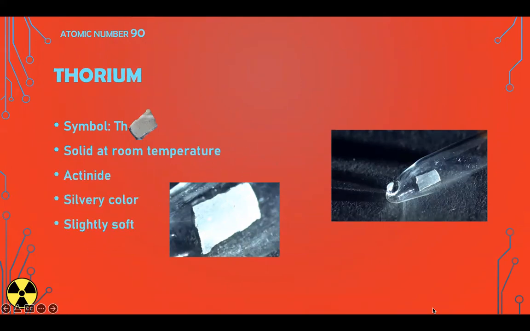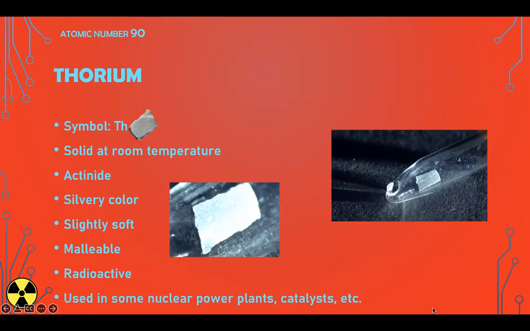Thorium. Thorium's symbol is Th. It's named after the Greek god Thor, not the superhero. Thorium is a solid at room temperature and it's an actinide. Thorium has a silvery color. It is slightly soft like most of the other actinides. It is malleable. Thorium is also radioactive and it is used in some nuclear power plants, catalysts, etc.